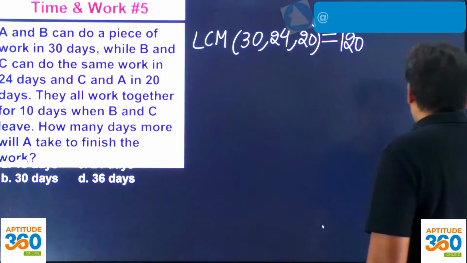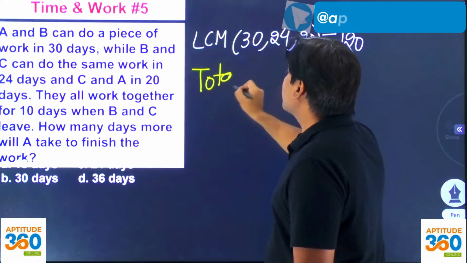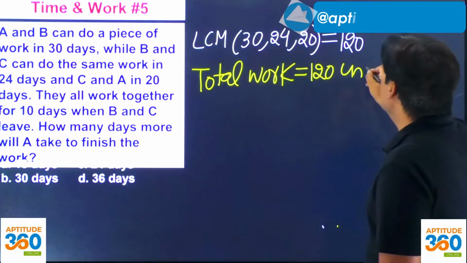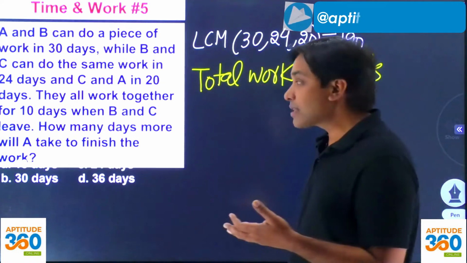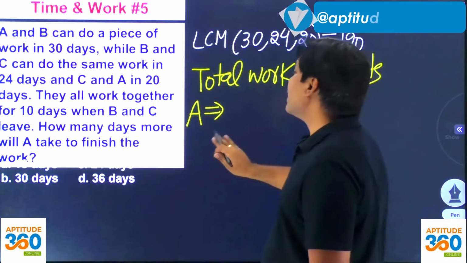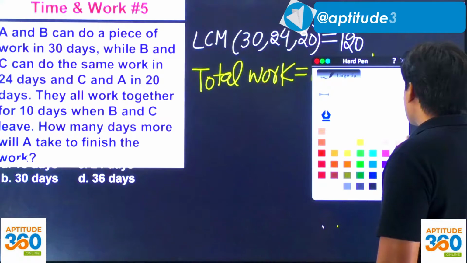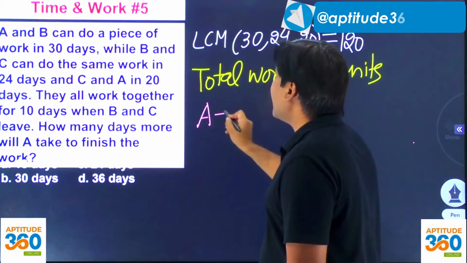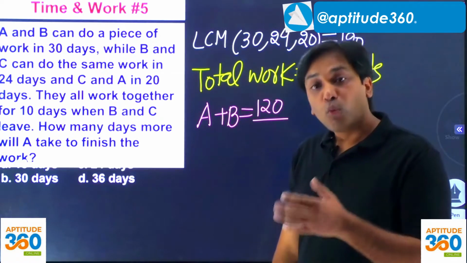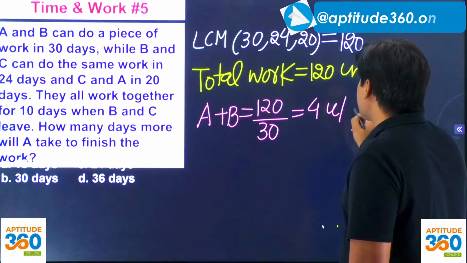So once you have found out the LCM, what is your next step? You would say that what is going to be your total work. So total work is going to be written as 120 units. And what is your next step? You should be finding out what is their individual rates. तो अब अगर निकालना हुआ कि A ने एक दिन में कितना काम किया, अच्छा A वाला नहीं दे रहा है, इसने तो ये बोला ना कि A and B can do in 30 days. So I would find out for A and B. Since A and B are completing 120 units in 30 days, so I would say that they are completing 4 units a day.